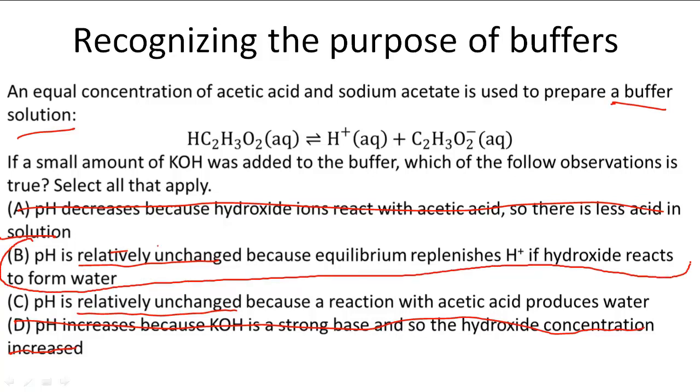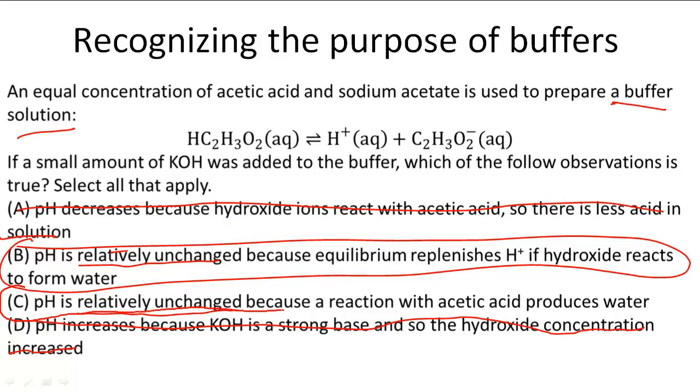That's great. Now C says pH is relatively unchanged because a reaction with acetic acid produces water. So this reaction is going to produce water, and because it's a buffer solution, this is true as well. So the pH is going to remain unchanged because the reaction with acetic acid produces water, because we're going to have some H plus ions to react and to make water.